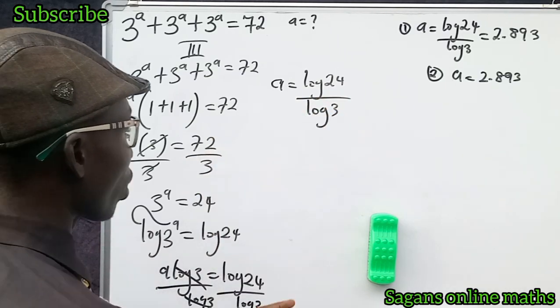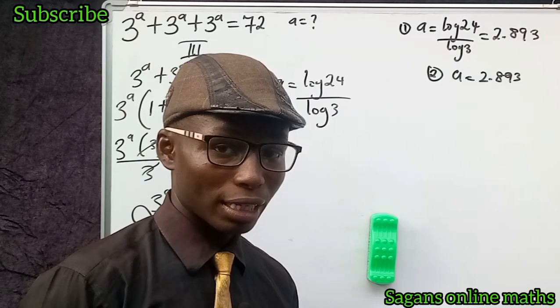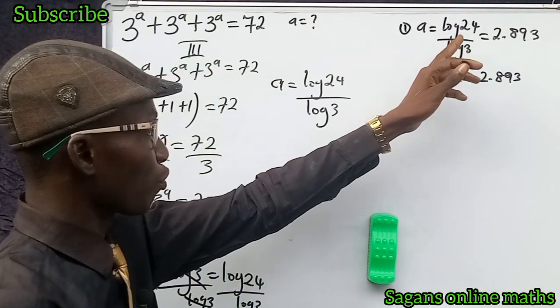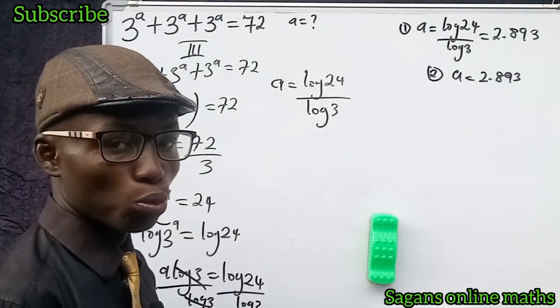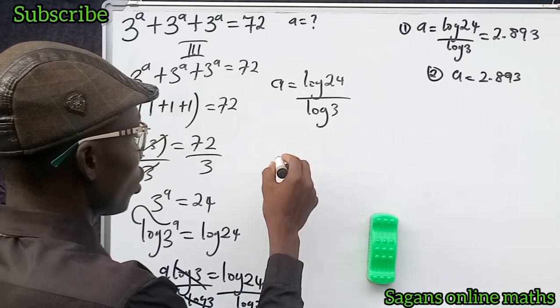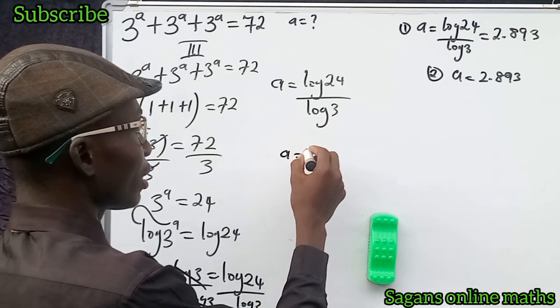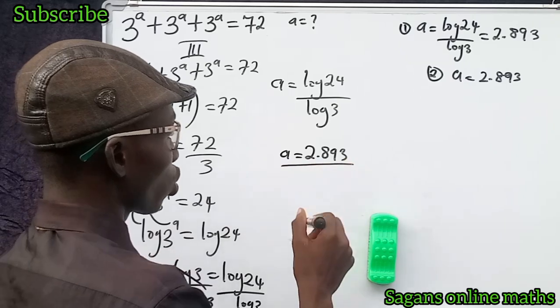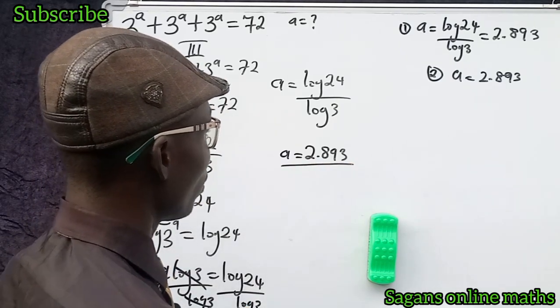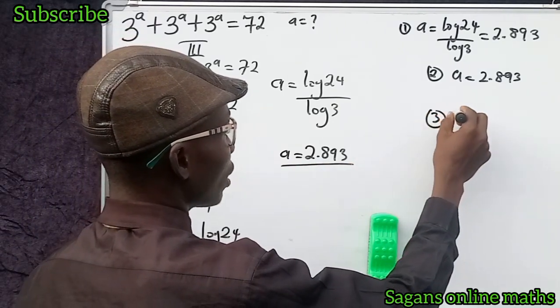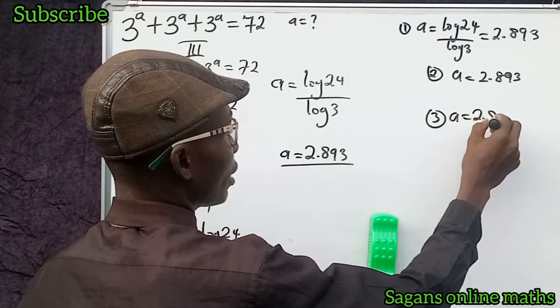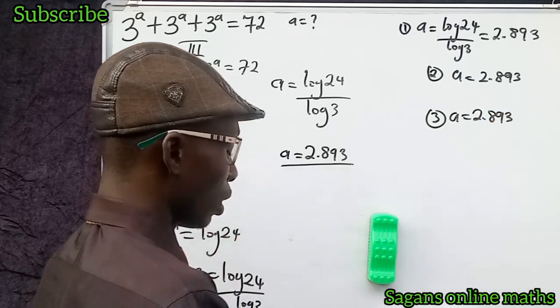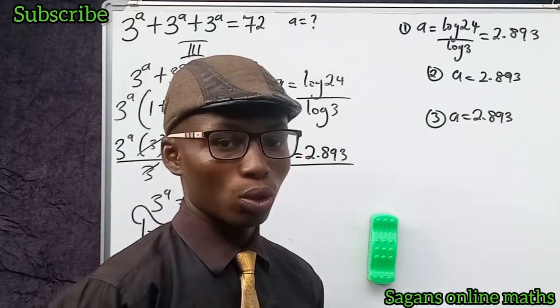And remember that these logs are always in base 10, right? So we know from here that log 24 divided by log 3 is 2.893. So it means our a is equal to nothing less than 2.893. And this is the solution to this particular problem. So case 3 is also a equals 2.893 at 3 decimal places. This is the solution to this problem.